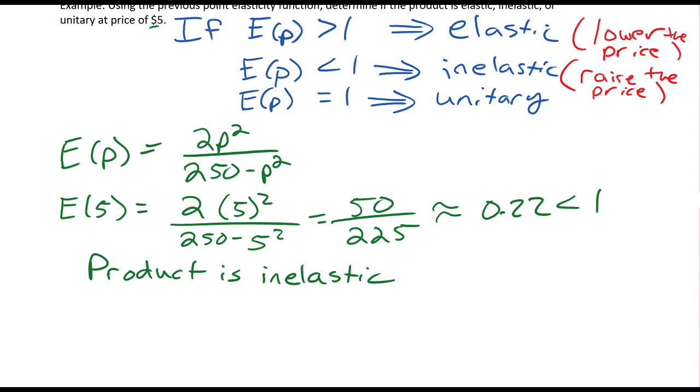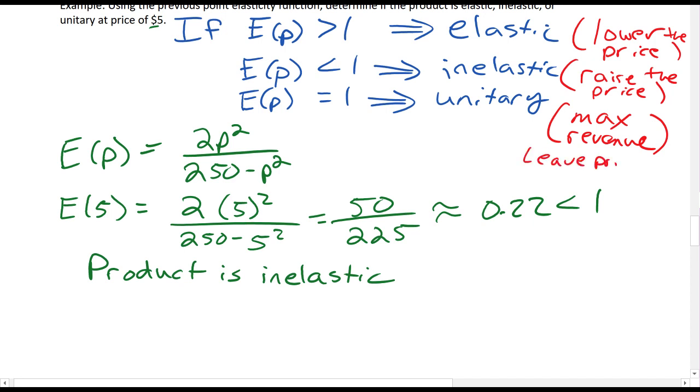And then lastly, unitary. That's the case where you're going to leave your price alone because this is going to give you the maximum revenue. This is the sweet spot. So this price, leave this price alone. Okay? All right, so that's how you know to lower, raise, or keep your price the same if it's elastic, inelastic, or unitary, respectively.